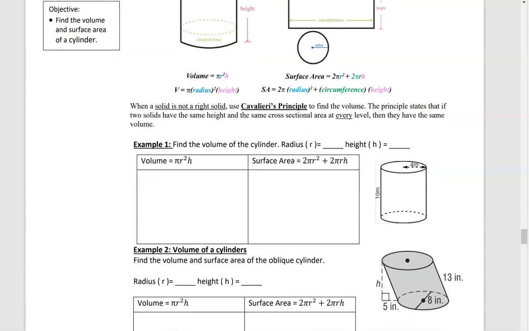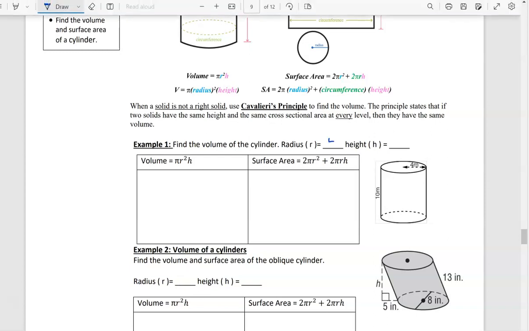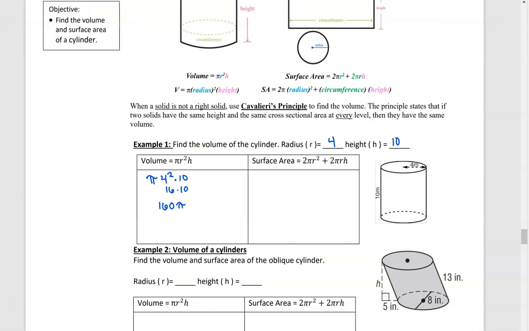So here we go. Radius of this first one is 4. And the height is 10 of the figure. So right here, volume: pi times 4 squared times 10. So if we want this in terms of pi, we would go ahead and do the 4 squared, which is 16, and take that times 10. So this is 160 pi if we want it in terms of pi.